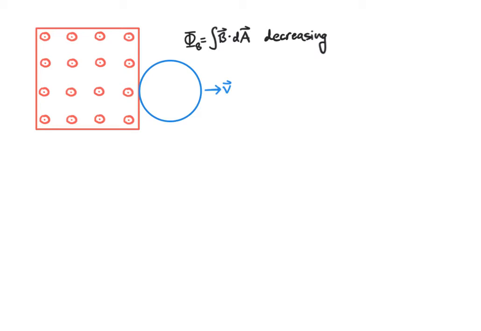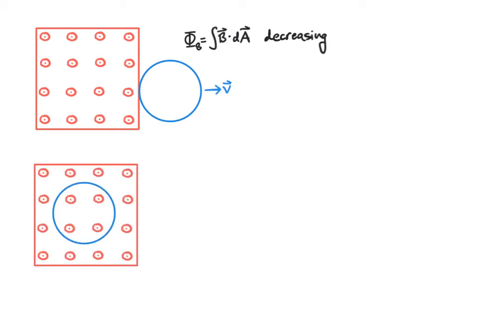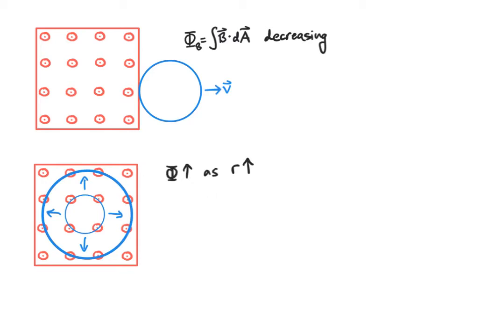Another way we could generate an induced current is by setting up the same situation, but this time we could change the size of the loop. Changing the size of the loop changes the area through which the magnetic field is passing. And so more area in a uniform magnetic field means more flux. A smaller area means less flux. So if we start with a small loop and then expand it, the flux through the loop is increasing while the loop is expanding.